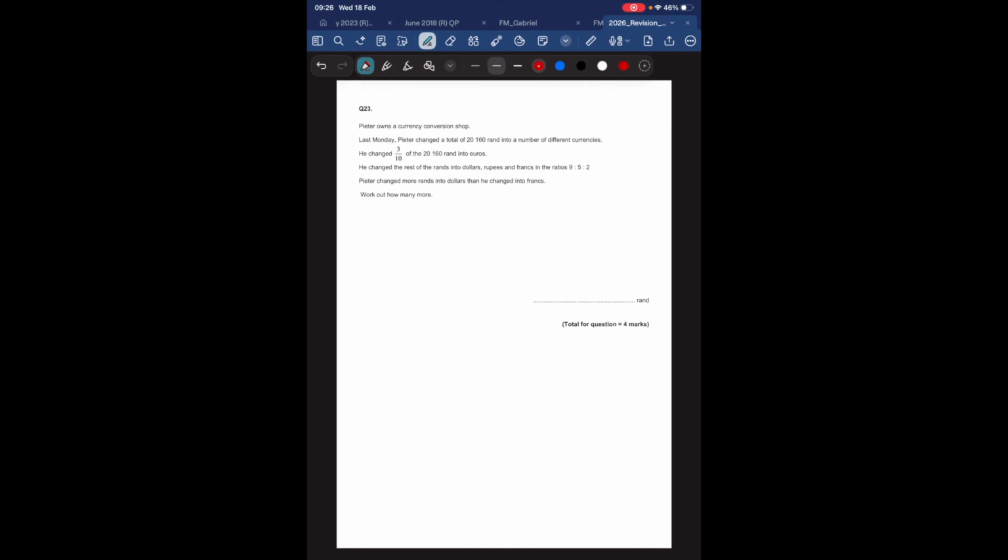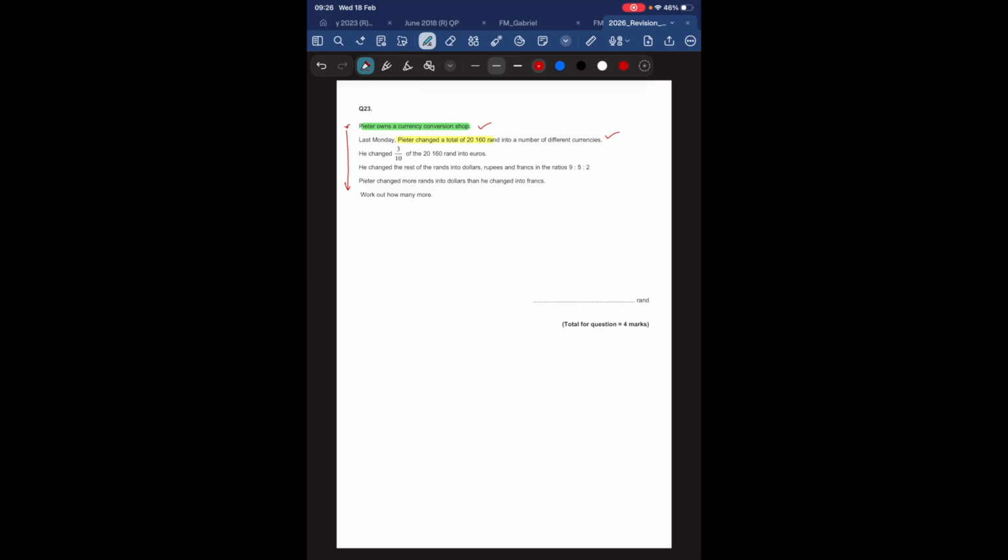With this ratio and fraction question, like with all other questions which tend to be long-worded, start at the top and work your way down, interpreting each line as you go. If you look at the first line, all we're told is that Peter owns a currency conversion shop. We can't do any calculation with that line. The next line tells us that on Monday, Peter changed 20,160 Rand into a number of different currencies. We cannot do anything with that line.